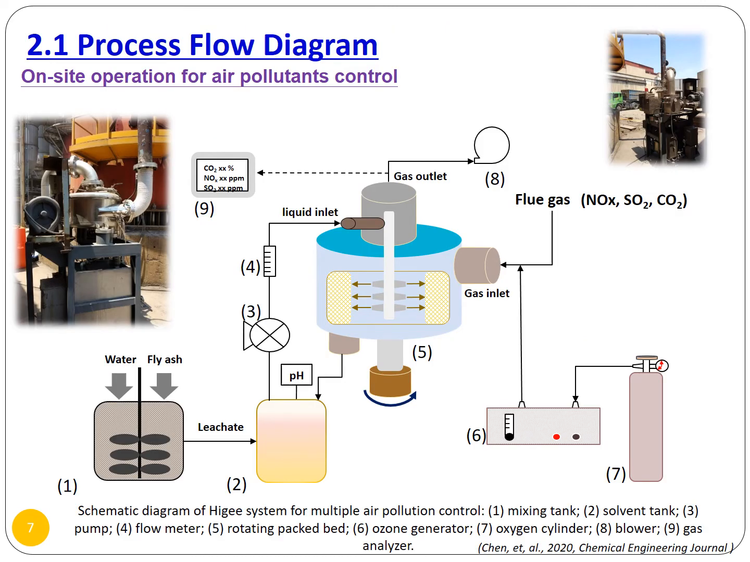This figure shows the process flow diagram of our research. This is on-site operation for air pollutant control using the RPB system. We use fly ash or slag, so-called high alkaline solid waste, mixed in water, and we separate the liquid and the solid. The liquid, which has high alkalinity and a high amount of calcium ion, we use as our absorbent to treat the acid gases from the flue gas through the RPB system.